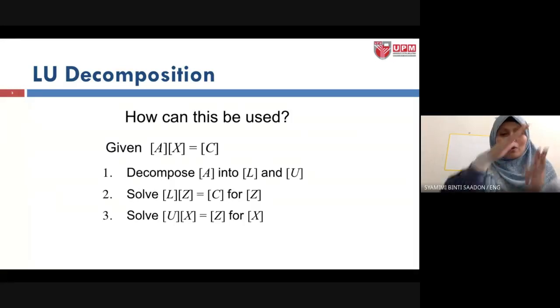Imagine you have the lower and upper sides of the matrix A. Each of these matrices, lower and upper, is multiplied with the unknown values, and that's how you solve the linear algebraic equations in order to get X, the unknowns.